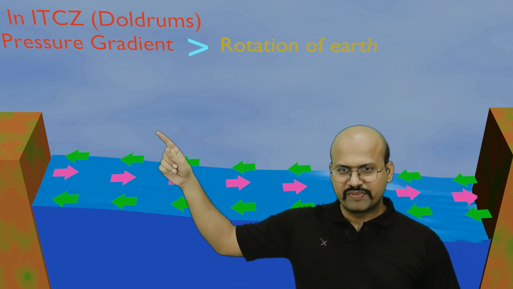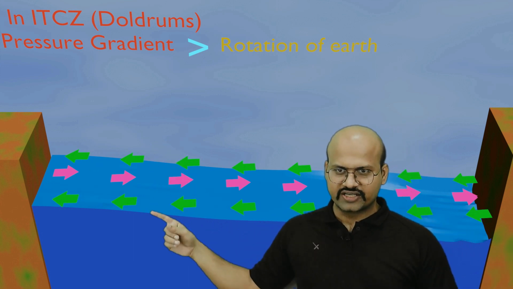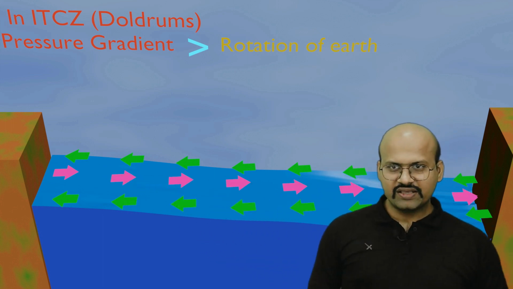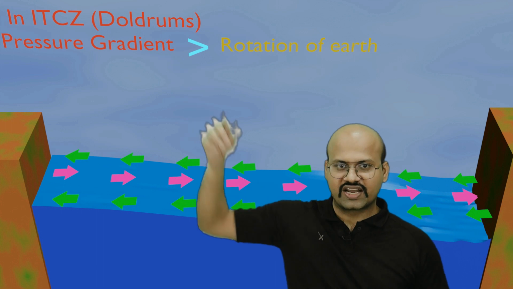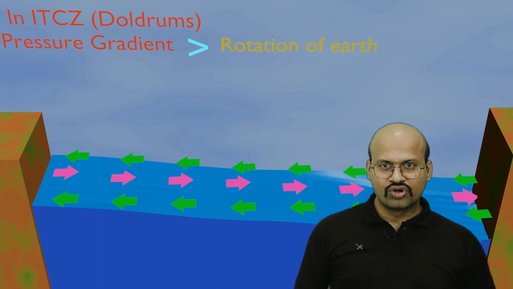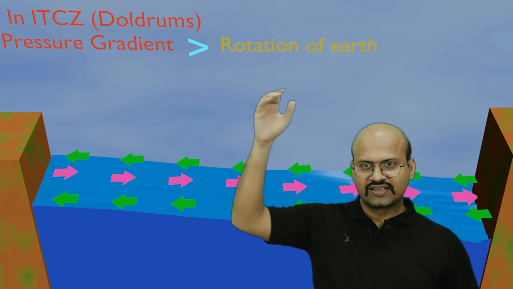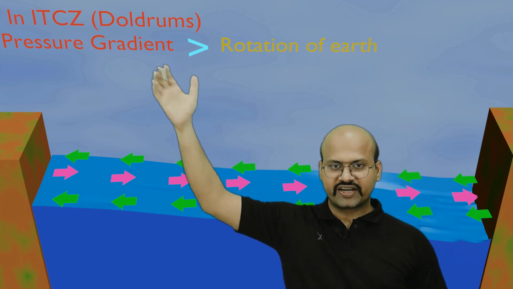Therefore, in the middle of these two equatorial currents, we see a counter-equatorial current, and it is mainly because in the ITCZ doldrums there are no winds. So there is only the force created by rotation of Earth, and it is less than the pressure gradient created by gravity.